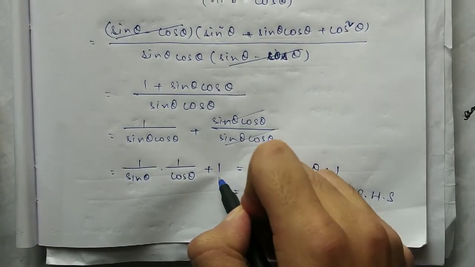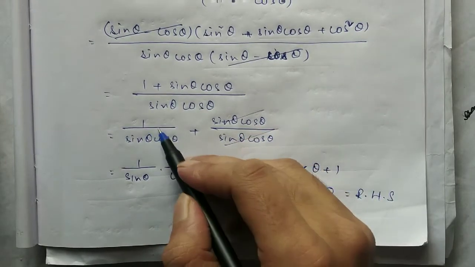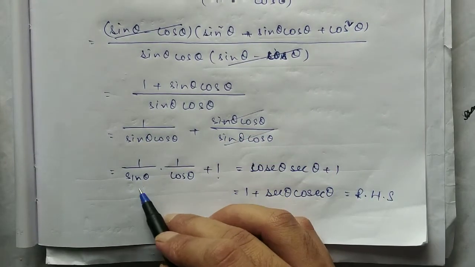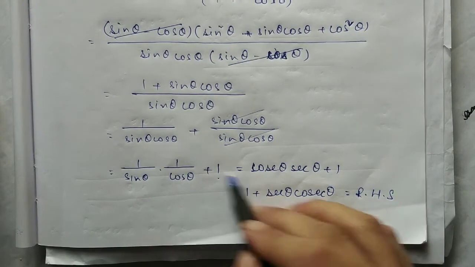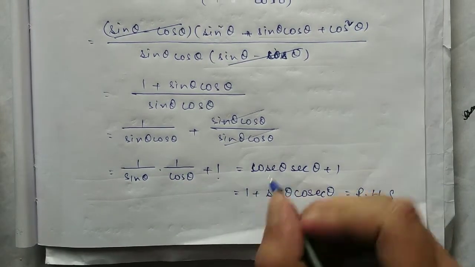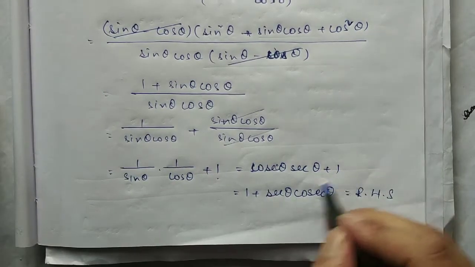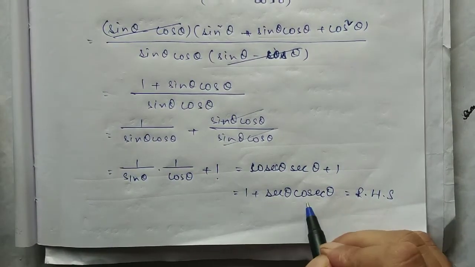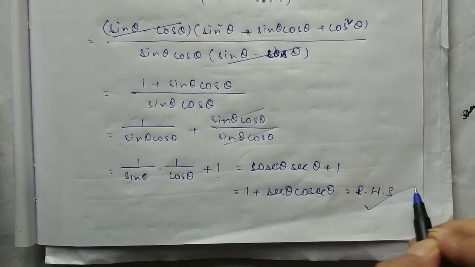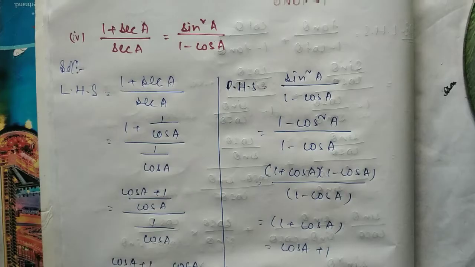This gives us 1, and we separate this as 1 by sin theta into 1 by cos theta. So 1 by sin theta gives us cosec theta, and 1 by cos theta gives us sec theta. So ultimately we remain with 1 plus sec theta into cosec theta, which is our right hand side.